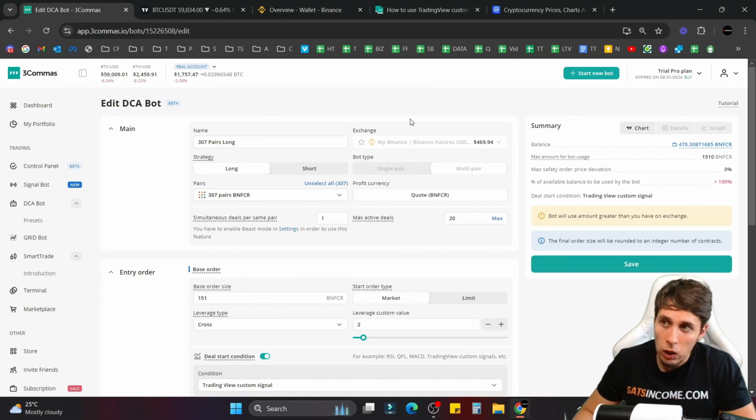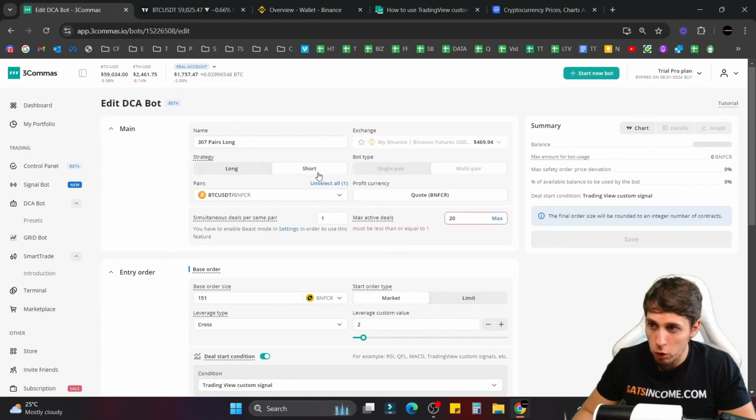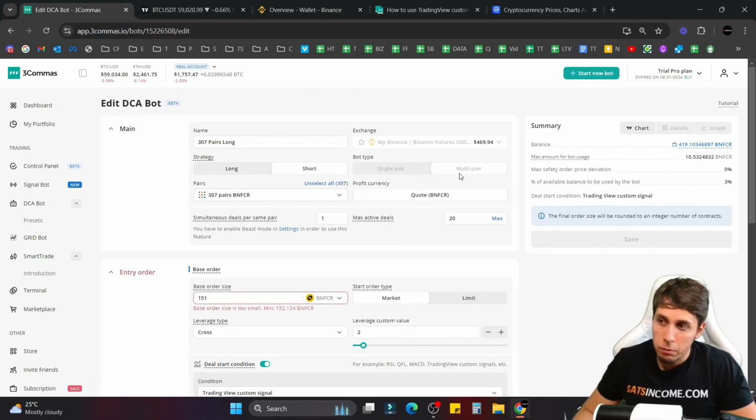Then you do another one with your second set of coins, with a third set of coins, basically as much as you want. And once you are done with your long bots, right, you switch to short bots and you do the same thing. That's pretty much it, how you set up bots to trade multiple pairs.